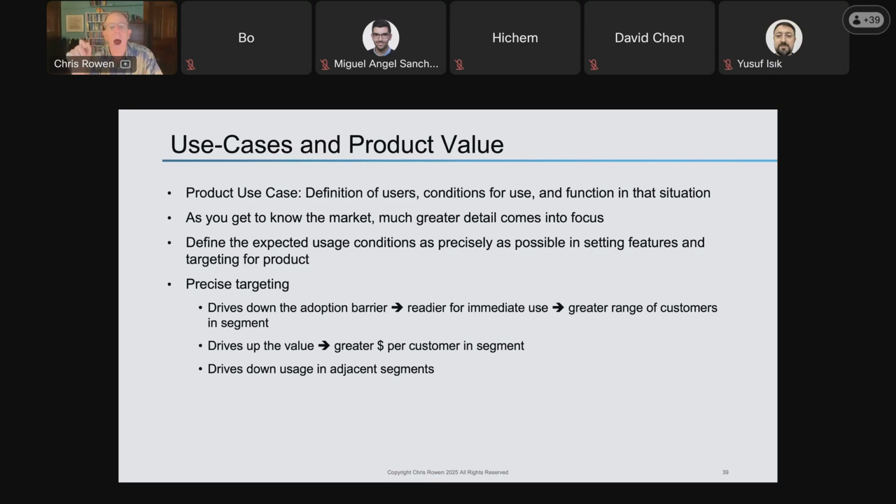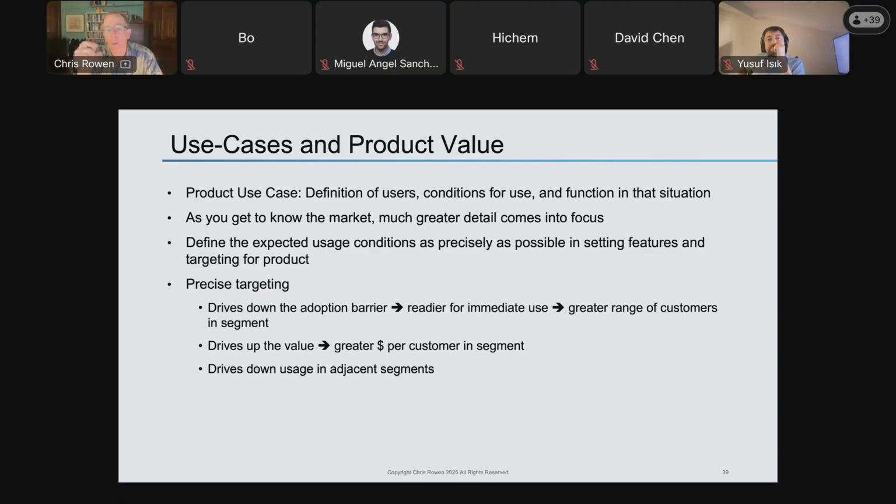If I'm selling a mop, I need to understand that the mop is going to be used by an adult human, probably at home, and probably right after they spilled something. And their job is to clean it up so that they can get back to cooking dinner. That is a product use case, and understanding that whole picture is critically important.